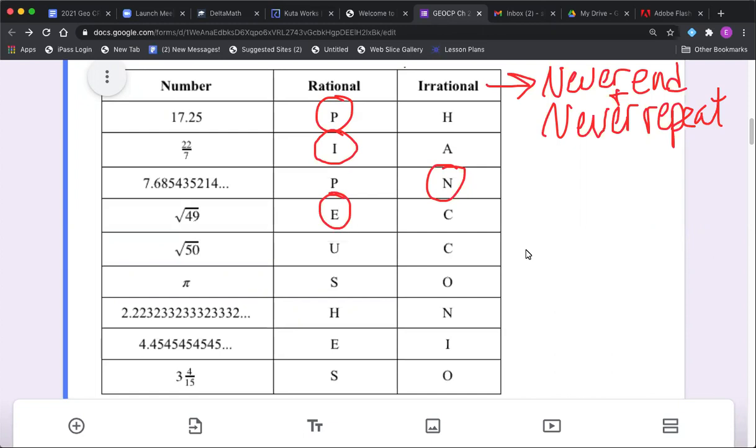And if I put it in on my calculator, it's crazy. It's never ending and it's never repeating. Go figure. That's how I know it's irrational. Pi, that's everybody's favorite irrational one. Now, look at this next one.